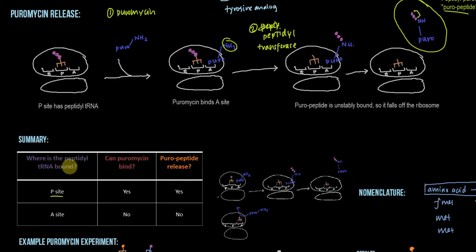Now, if the peptidyl tRNA is bound in the A site, then puromycin cannot bind, because there's something else in the A site. So it cannot bind in the A site, which means that puromycin, if it can't bind in the first place, can never be attached to the peptide, and therefore the puropeptide will never even be created, and therefore will not be released.